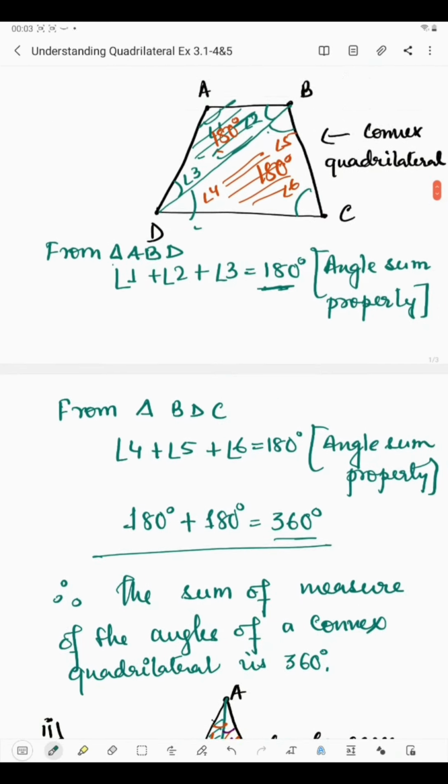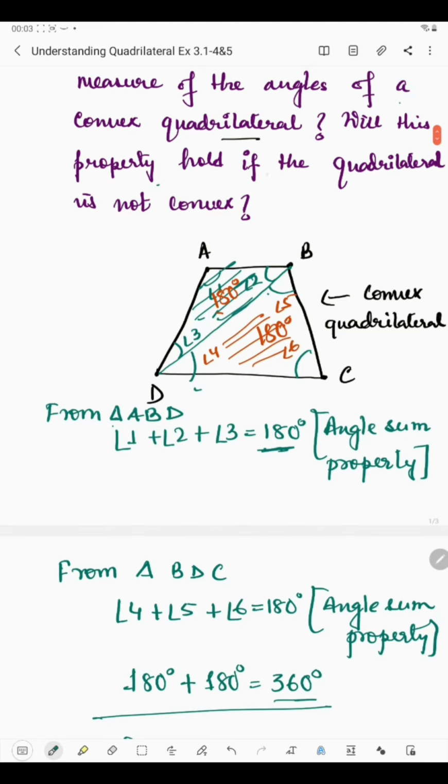Okay, so here, will this property hold if the quadrilateral is not convex? Yes.